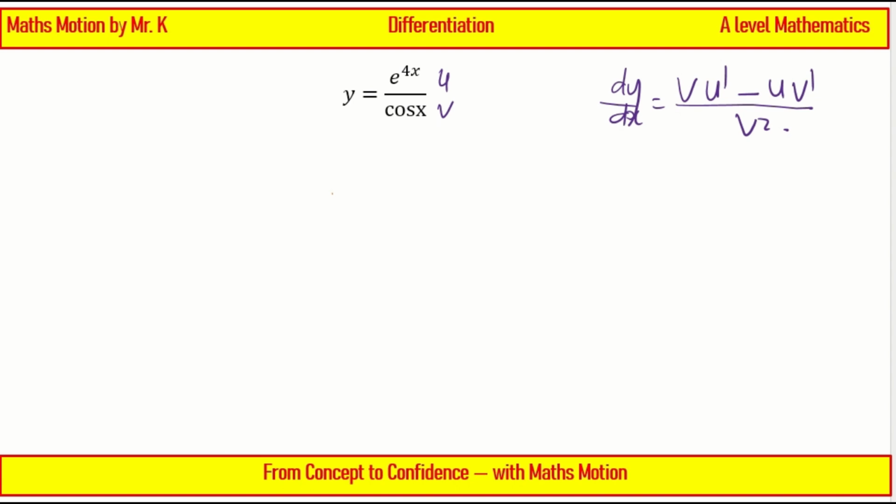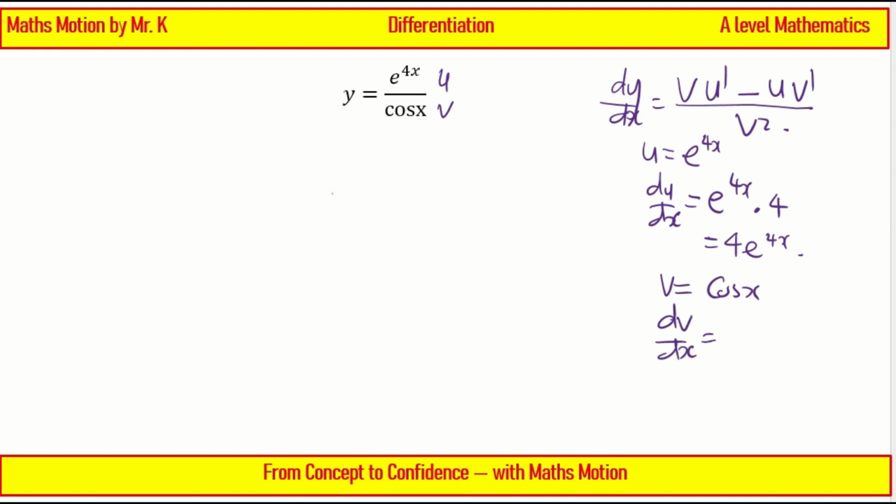Let's say u equals e to the power 4x, then du over dx equals e to the power 4x times, by differentiating 4x gives you 4, which gives us 4e to the power 4x. And now v is given as cos x, and differentiating cos will give us negative sine x. Now we have u, we have the differentiation of u, we have v, and the differentiation of v. So once we have that, the rest is easy, just put it into the formula.